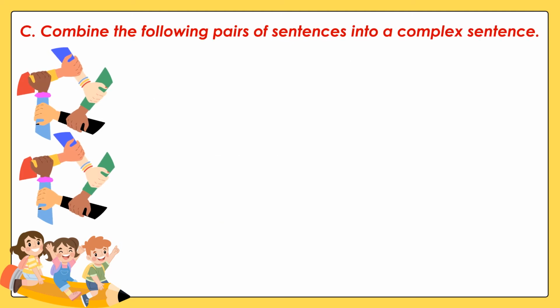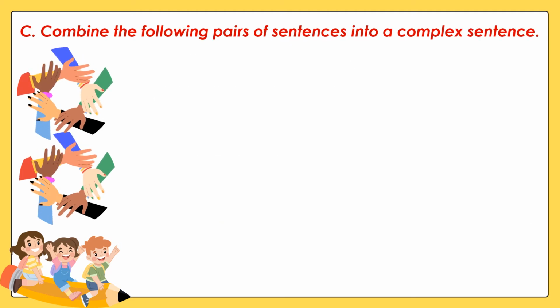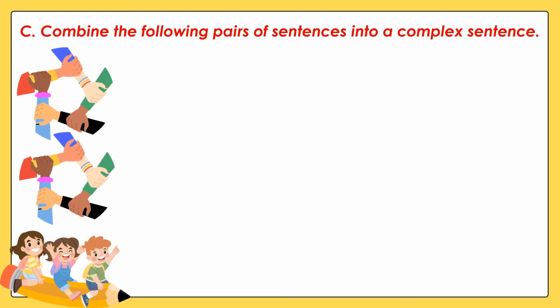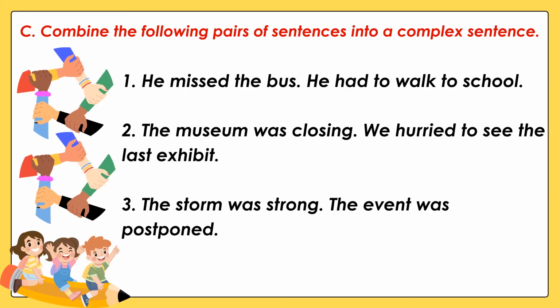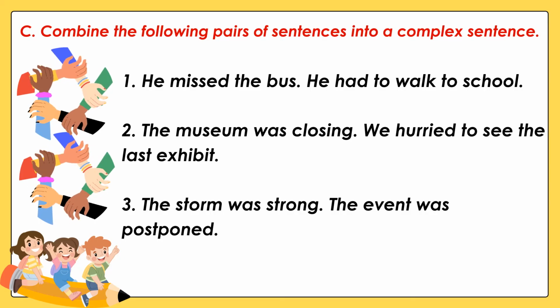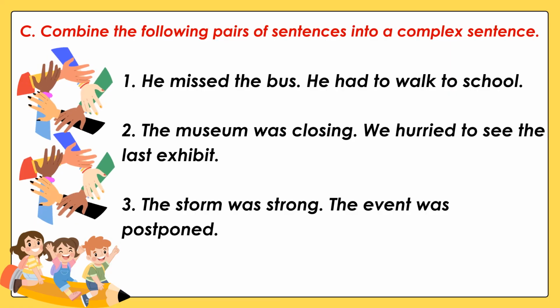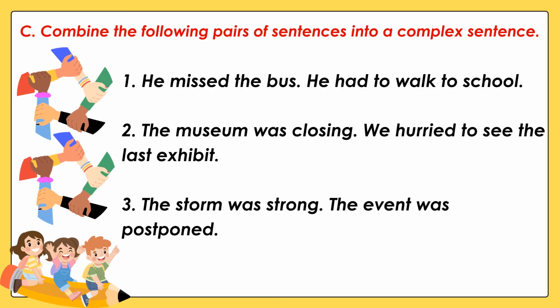Activity letter C. Combine the following pairs of sentences into a complex sentence. Number 1, he missed the bus. He had to walk to school. Number 2, the museum was closing. We hurried to see the last exhibit. Number 3, the storm was strong. The event was postponed.